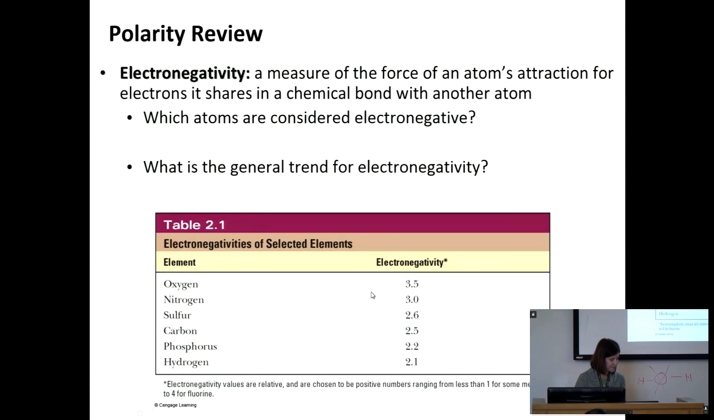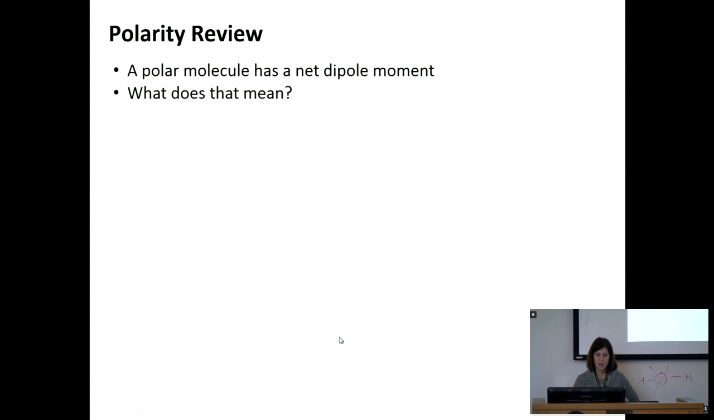Anyway, remember, oxygen in biochemistry is going to be the most electronegative. Nitrogen is also going to be electronegative, and these guys not so much. So you can't just have polar bonds. The bond between oxygen and hydrogen is a polar bond. But remember, you have to have geometry. So we have to have a net dipole moment in order to have a polar molecule.